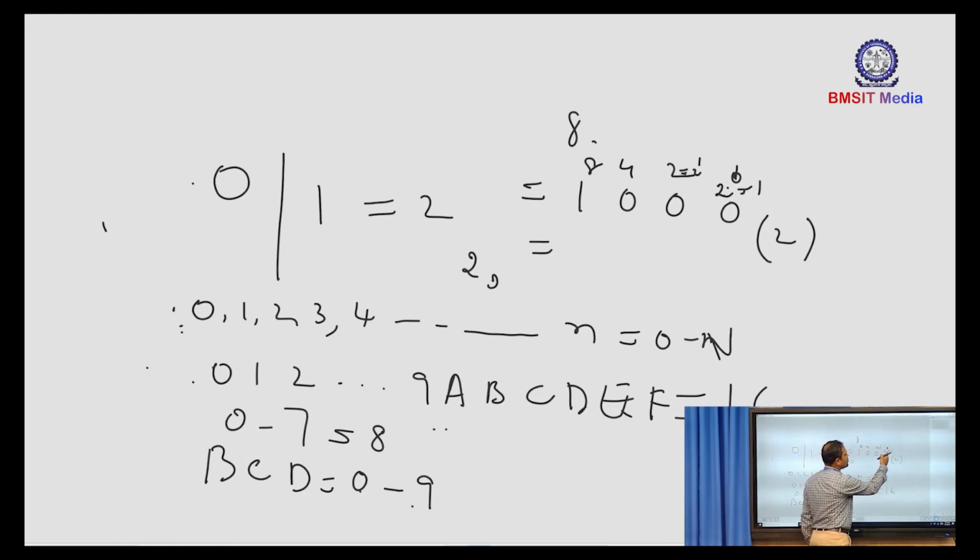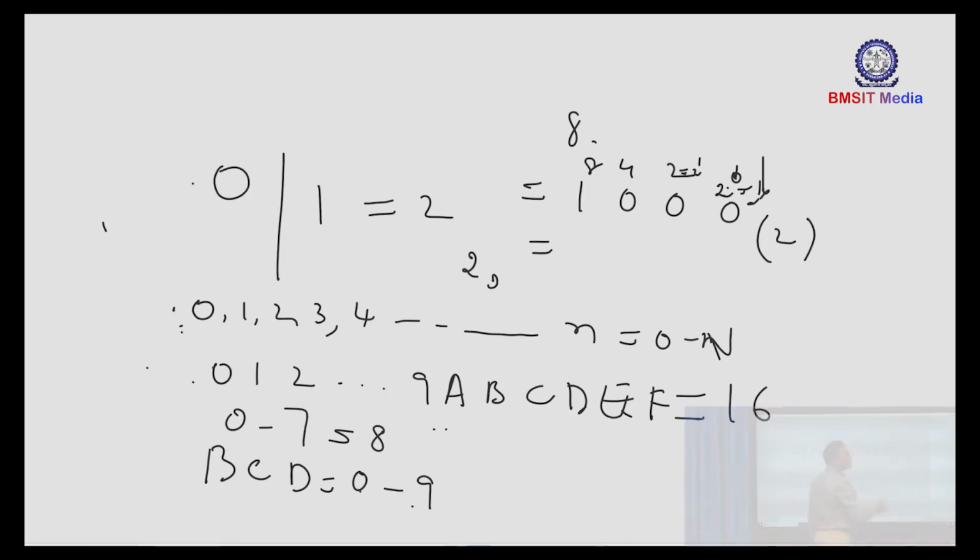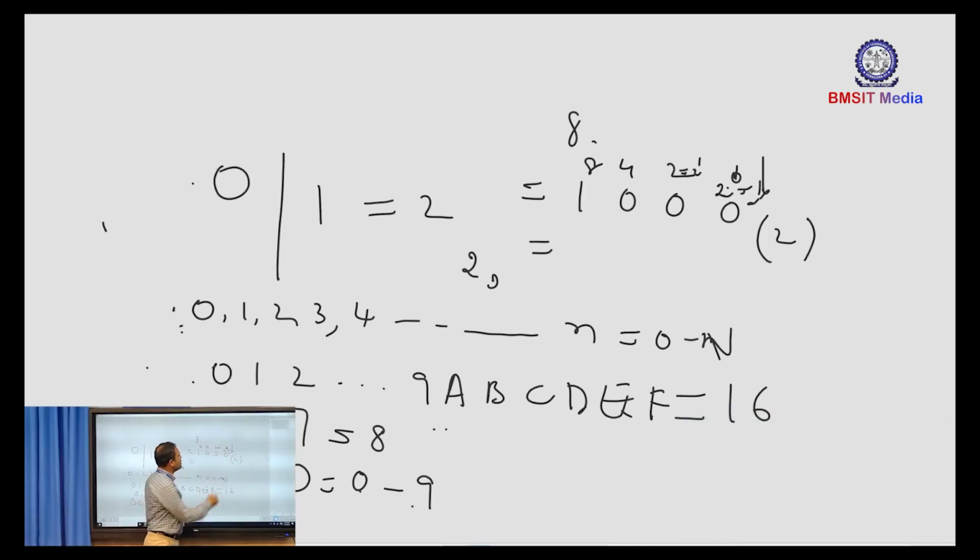So I got 2 to the power of 0, that is 1, that is why the weight for this particular bit is 1. That is the reason we have written 1 here. Next weight written is 2. Why is it 2? Because 2 to the power of 1 is always 2. That is the reason it is 2.